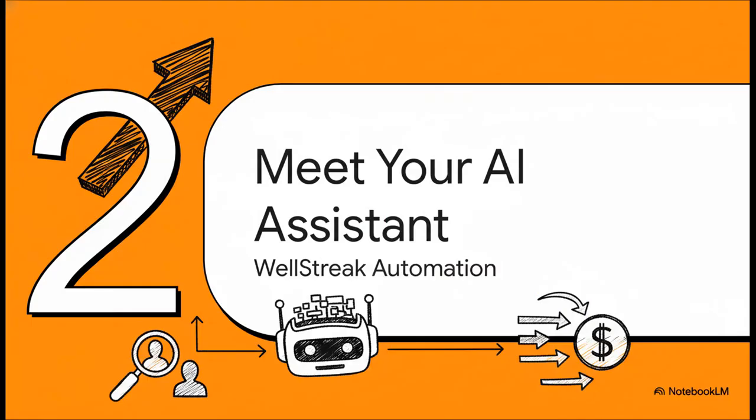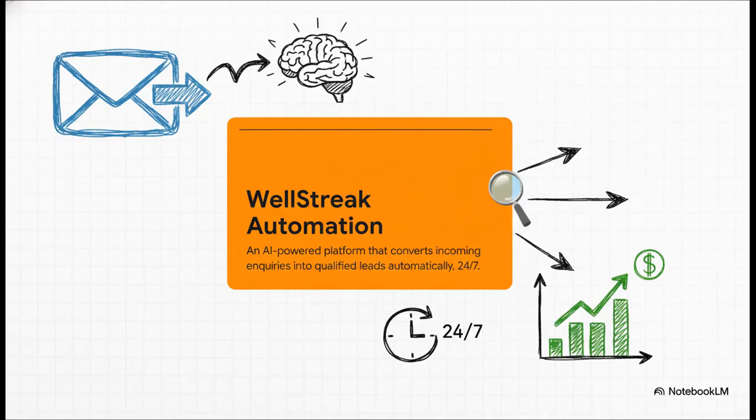Well, the answer is all about automation. It's time to meet your new AI assistant. This is exactly where WellStreak automation comes into play. So what is this thing? To put it simply, WellStreak is an AI platform that acts as your new front line. It grabs every single one of those incoming messages and immediately gets to work, turning them into genuinely qualified leads for your actual sales team. And the most important part? It does it all on its own, 24/7.